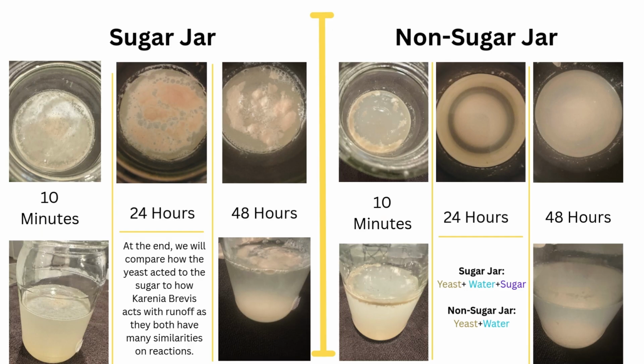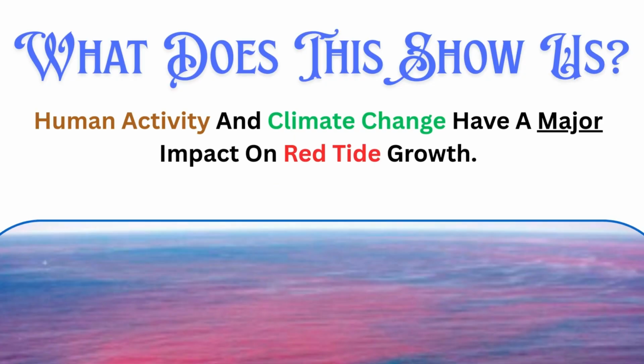As you can see, there are images of the sugar jar and the jar without sugar after 10 minutes, 24 hours, and 48 hours. Based on this, you can see that the jar with sugar had more action taking place. What does this show us? Human activity and climate change have a major impact on red tide growth. The yeast representing red tide grew more with sugar representing runoff. Likewise, Karenia brevis experiences more growth with runoff and wastewater.